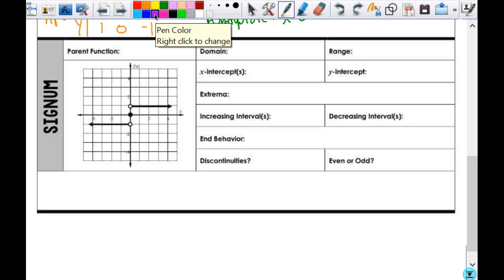So the parent function, here's what's weird about this, is you actually don't start this one with f of x. Right? Even though it is a function. Is it a function? Okay, it is a function, but you start it with SGN for signum of x. Kind of weird, right? That's what it is. Okay, so signum of x equals the absolute value of x over x.